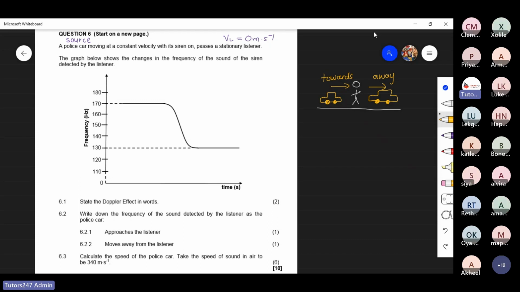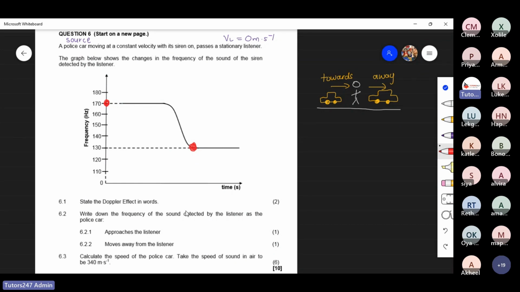So as you can see from the graph, we've got time. So always remember, at time 0, that is when the graph starts, or where the scenario that's taking place starts. So if we look at our graph, at time 0, we have a frequency of 170 hertz. Then as time moves on, you can see that this frequency drops to 130 hertz. So why is that?